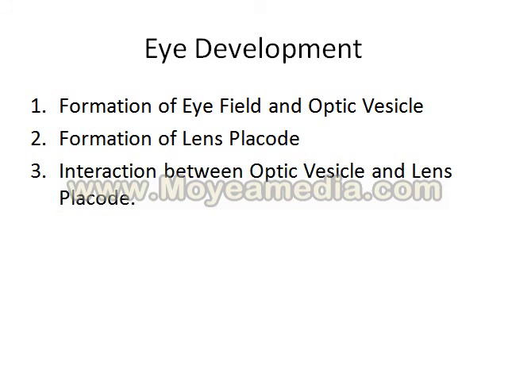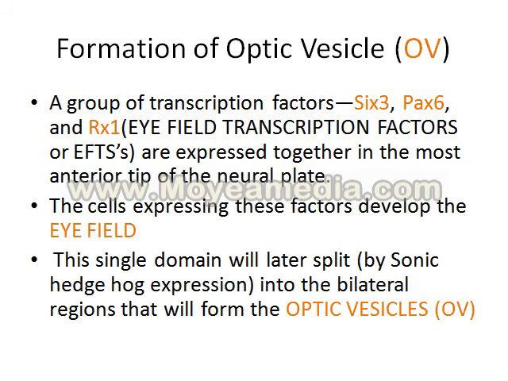Eye development involves three steps. First is the formation of the eye field and optic vesicle. Second one is the formation of the lens placode, and the third one is the interaction between the two, that is the optic vesicle and the lens placode. The neural plate has to know the eye has to be formed here. So there's a signal, and what acts as a signal is the expression of transcription factors SIX3, PAX6, and RX1.